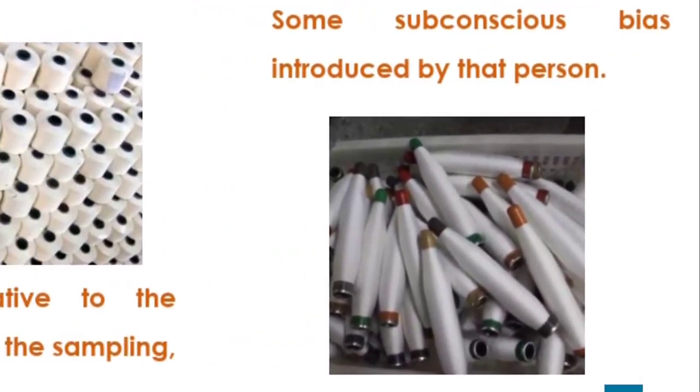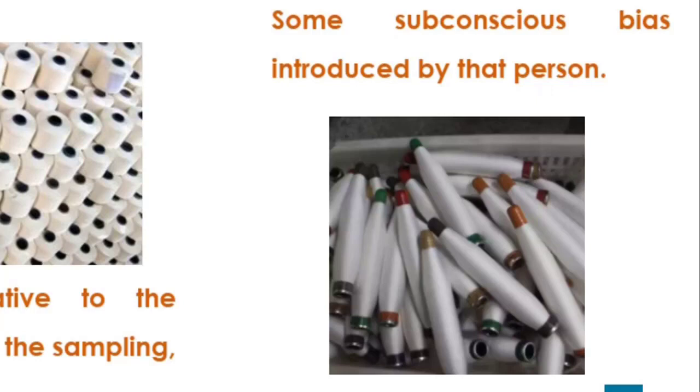As has been shown in this third picture, this is a container containing different ring bobbins. Those are differing in terms of colors. As far as yarn is concerned, they have the same material. Now if we want to check the strength of the yarn and we have to collect 10 bobbins out of this.